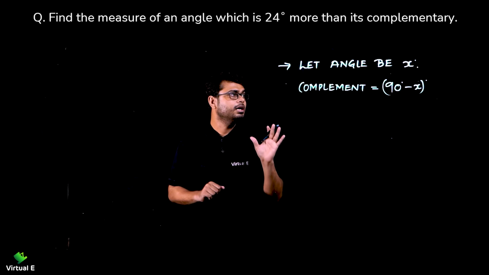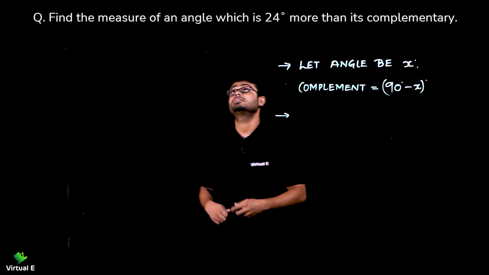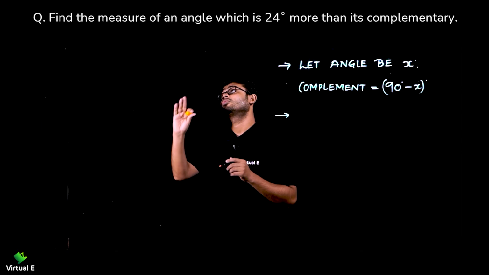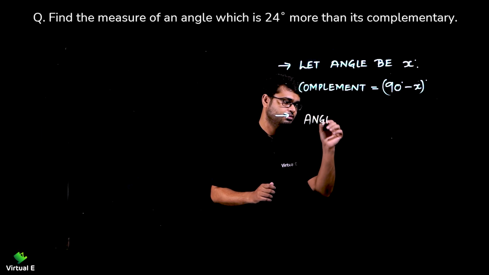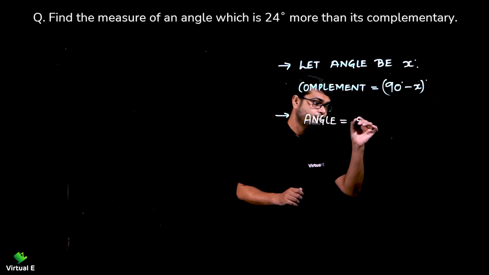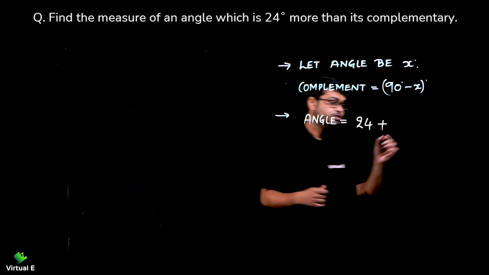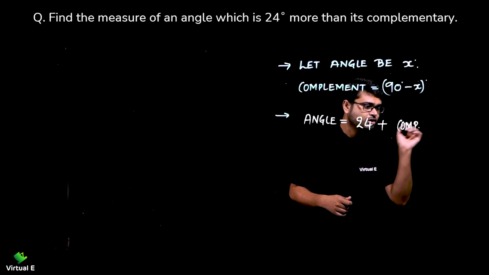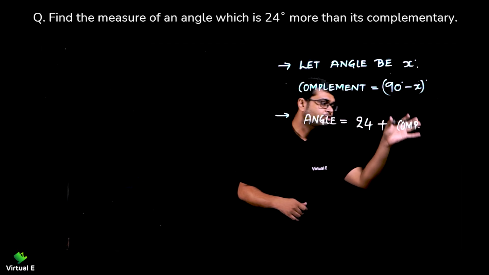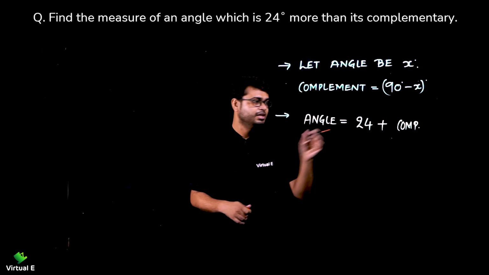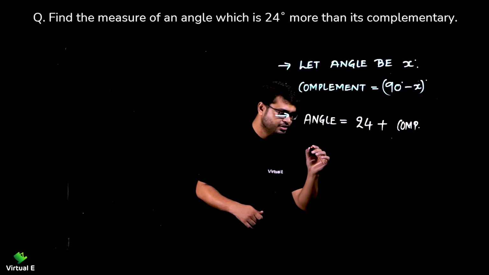Very simple. Now let's talk about this statement which is given over here. That's very interesting. It's given the angle which is 24 more than its complementary. So let's write first of all in the form of equation. Angle is 24. More means what? Plus. More than which angle? Its complementary. Now we have the value of angle, that is x degree. We have the value of complement, that is 90 minus x degree. 24 is the number we know very well. So let's substitute these values over here so we can solve it.